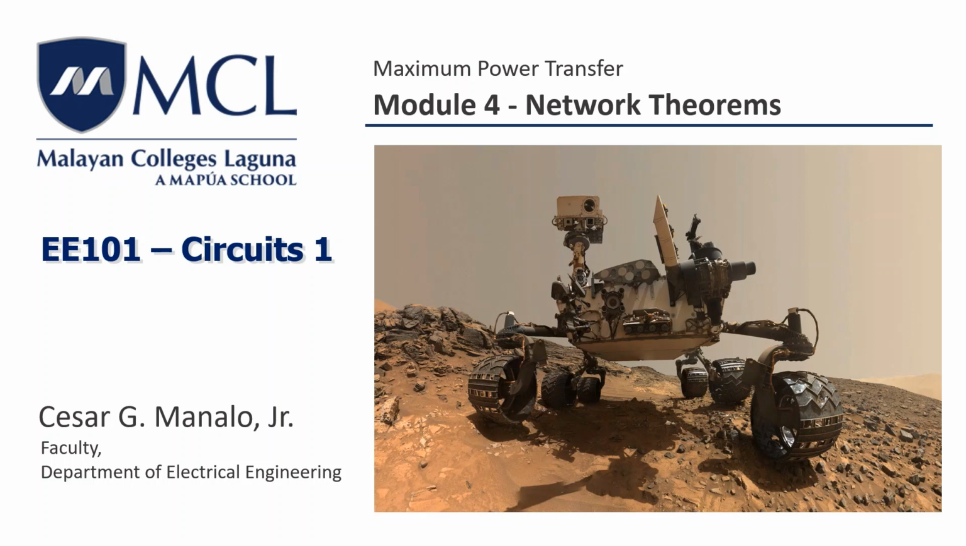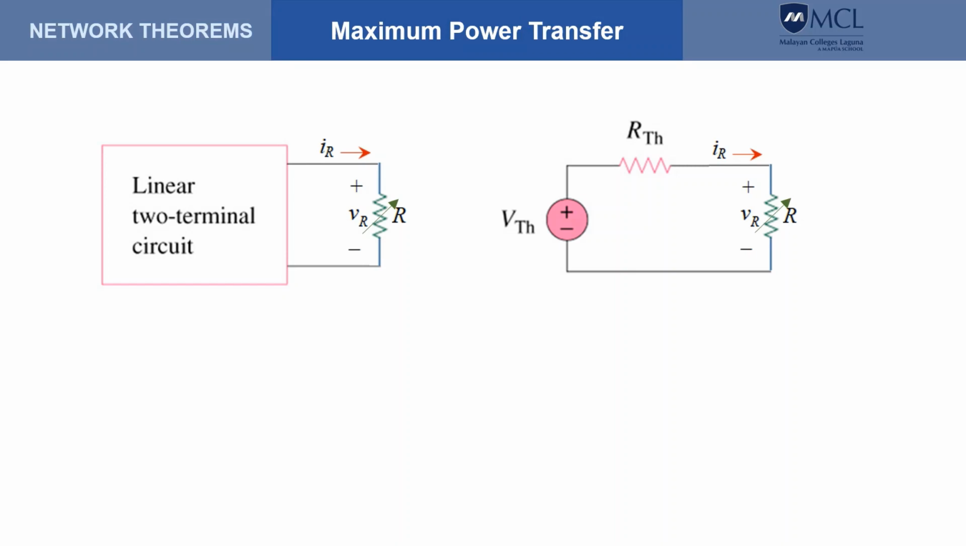In this video, we'll talk about one application of Thevenin's theorem, and that is the maximum power transfer. Let us say that we have a scenario where a variable resistance is connected to a linear two-terminal circuit. So a variable resistance is that resistance that we can change its value. I've redrawn that circuit here, where the linear two-terminal is drawn as a Thevenin's equivalent.